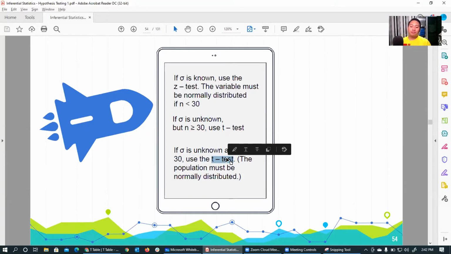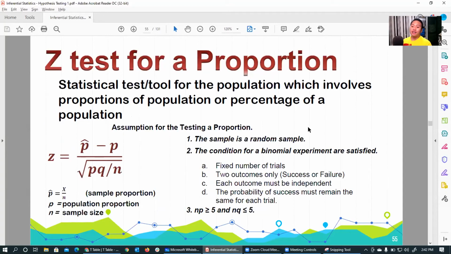Clear? All right. So let's work on another type of test. This is still a z-test, but this time it talks about proportion. The tests that we have already covered, z-test and t-test, are tests for the means. This time we're going to be testing for the proportion, meaning we're no longer talking about the means, but about the proportion.